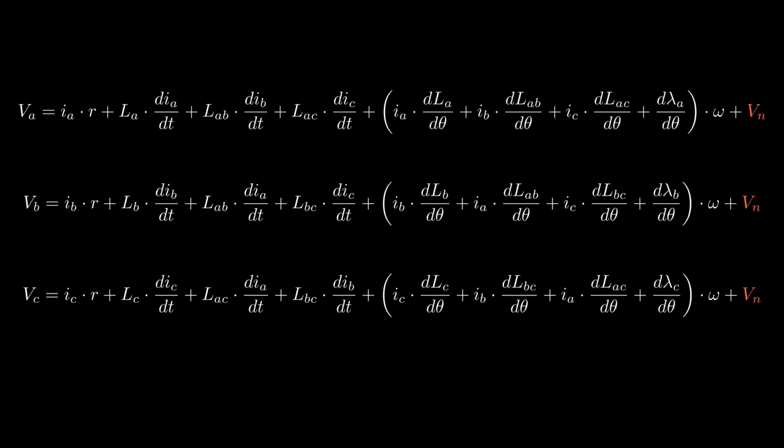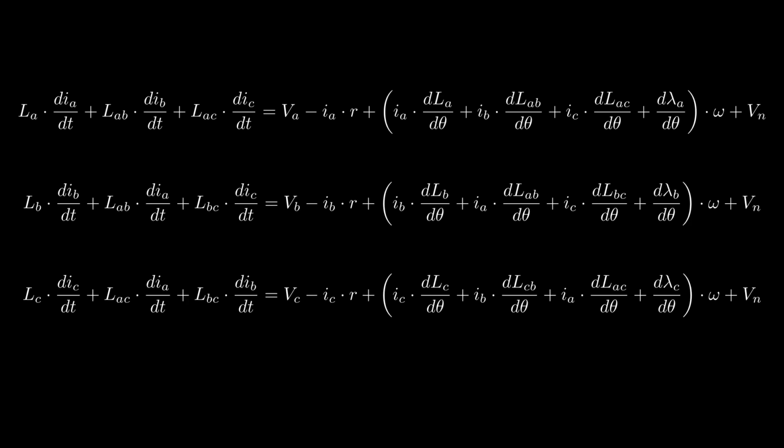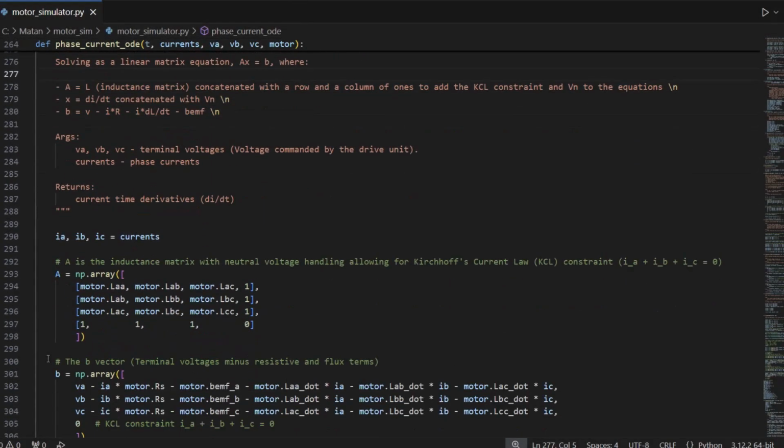To do that, we'll solve the differential equations of the current derivatives, so we need to reorganize the equations a bit. Now, let's change it to matrix form to solve it more easily using a numerical library. And in this format, we can solve a set of linear equations, Ax equals b. Now, let's look at how this part was implemented in the code.